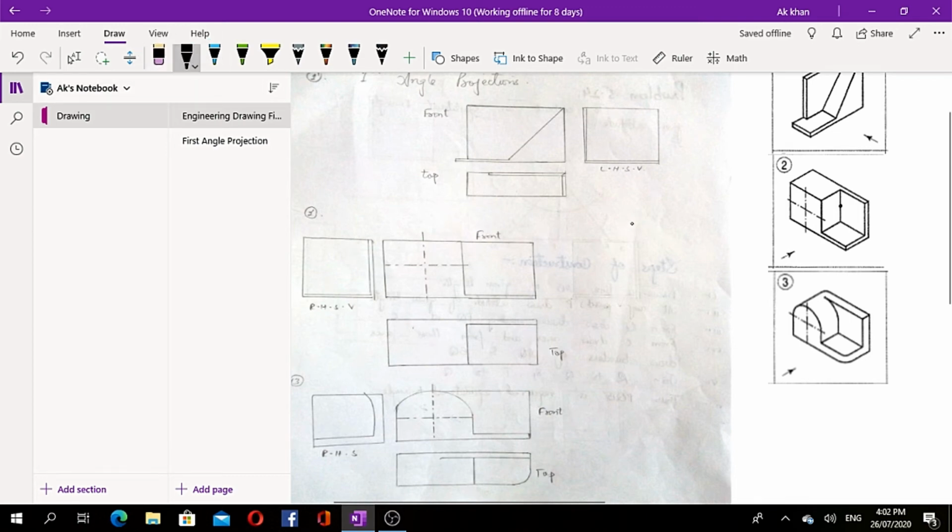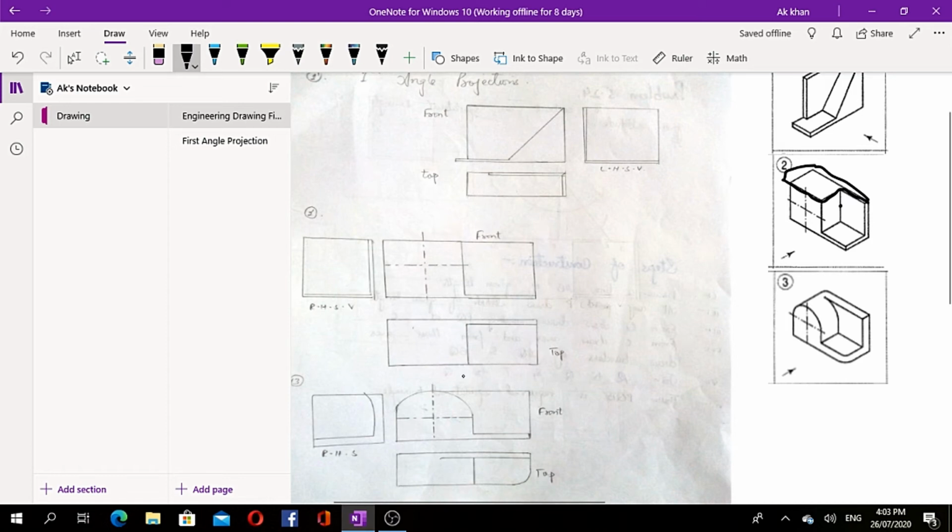Now we move toward the top view of this figure. In the top view, you can see that you would be seeing this. Let me clear it out for your convenience. This line, that would be a straight line, okay? That line, this line, that line, and that double line, okay?